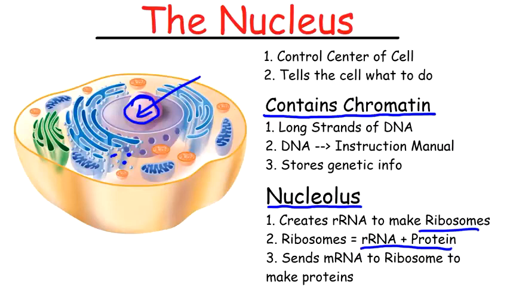Now, the way the nucleus makes proteins is that it sends mRNA or messenger RNA, which carries the instructions to the ribosome to make the specific type of protein that's needed for the cell. Now, the nucleus is surrounded by a membrane known as the nuclear envelope. And on this membrane, you'll find these holes, which are known as nuclear pores, and they allow stuff to go into and out of the cell. So the messenger RNA comes out of the nucleus through those nuclear pores.